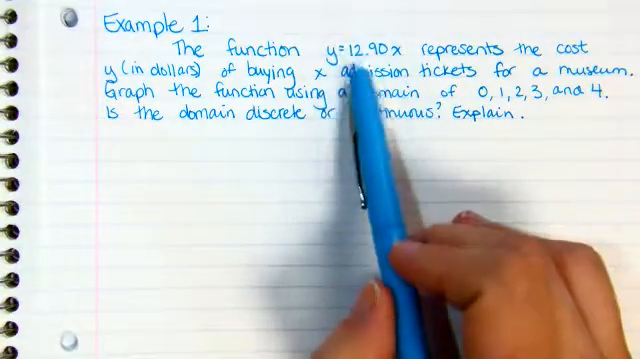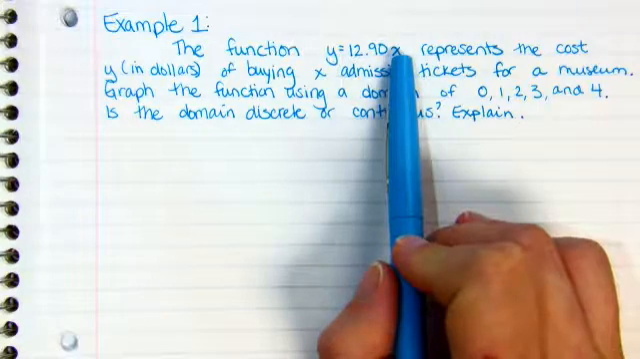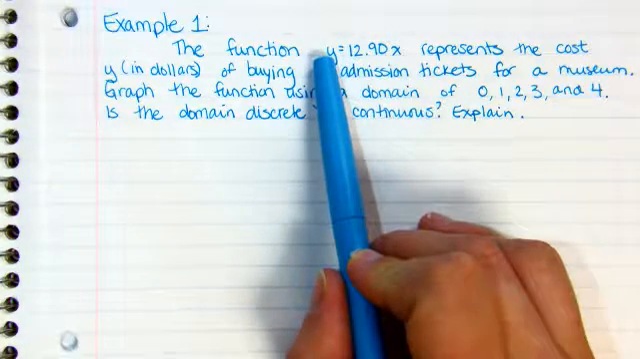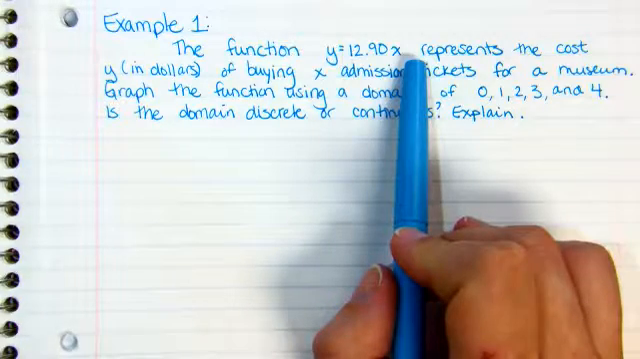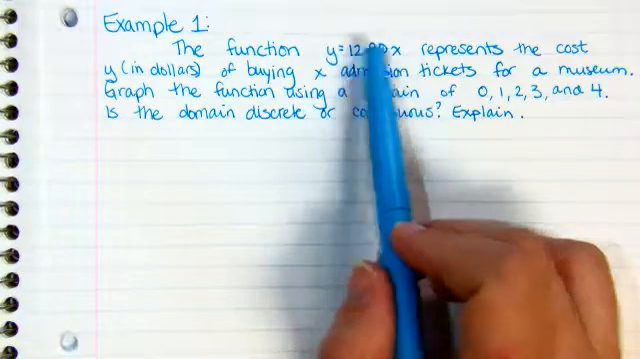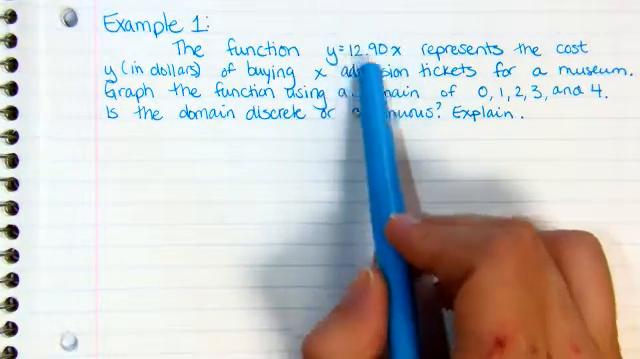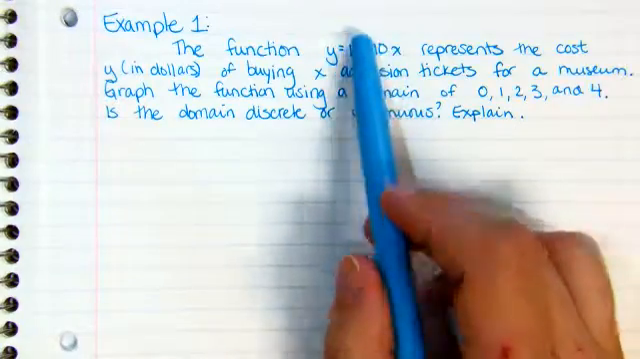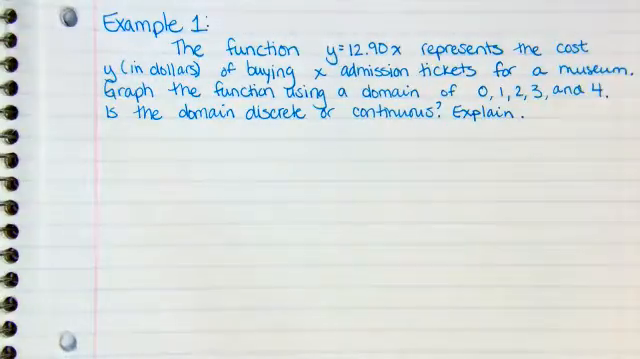So this is our function that we're given. Let's try and figure out where that 12.90 comes from. Well, if we buy 1 ticket, our cost is going to be $12.90. If we buy 2 tickets, our cost is going to be $25.80, or 2 times $12.90. 3 tickets would be $38.70. So this $12.90 is really our cost per ticket. So it's always just good to recognize where the parts of our function come from.